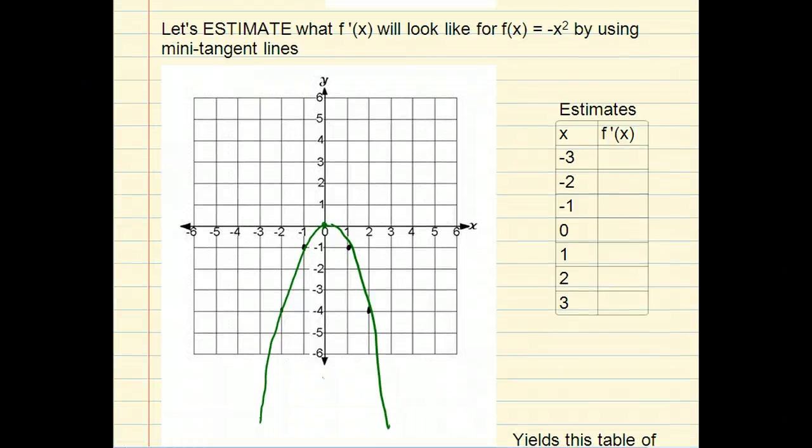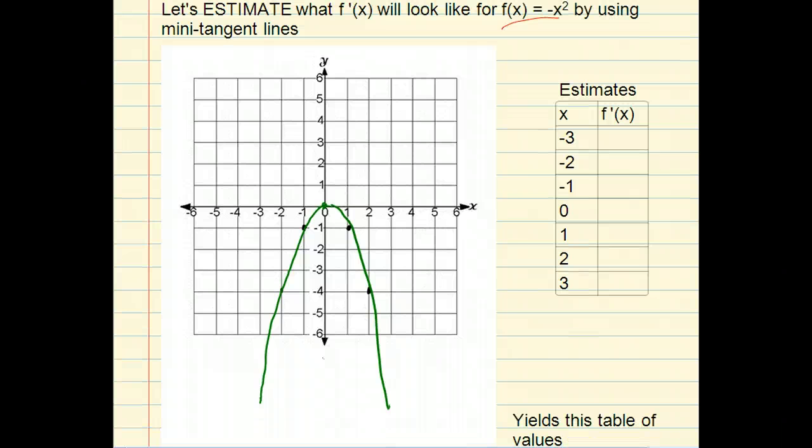Okay, so let's do a harder problem. Let's try to estimate what the graph of the derivative is going to look like for the function f of x is equal to negative x squared. We're going to do this using mini tangent lines, and it's really hard for me to do this on my computer. You're going to be able to do a much better job of this at home if you use a ruler or any sort of straight edge, a piece of paper or whatever, to draw tangent lines.